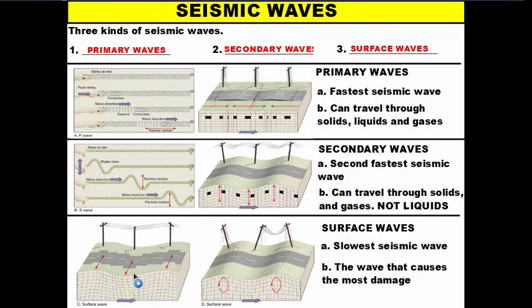So these are our three types of seismic waves that get released. The primary waves, the fastest waves, move through solids, liquids, and gases. Secondary waves are the second fastest waves, which can travel through solids and gases but not liquids. And then the berserkers of them all, the surface waves, which are the slowest seismic waves that do the most damage. Now, even though we have these three specific types of waves, they're actually grouped into two categories. So let's take a look at them.